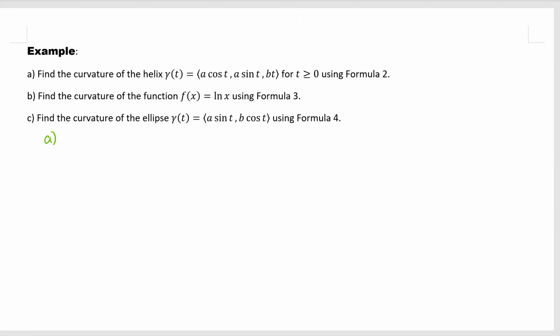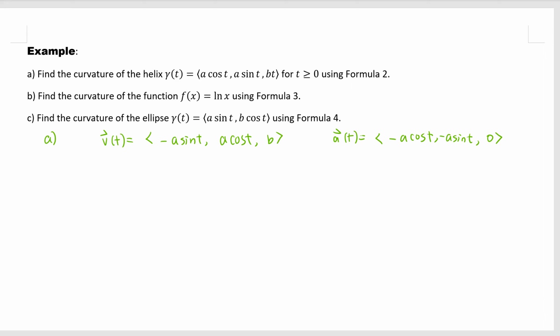So what is the velocity? Well, that is the derivative of the displacement. The derivative of a cosine t is negative a sine t. Derivative of a sine t is a cosine t. Derivative of bt is b. How about the acceleration? Well, then we take one more derivative. Derivative of sine t is cosine, so minus a cosine t. Derivative of cosine is minus sine t. Derivative of a constant is 0.